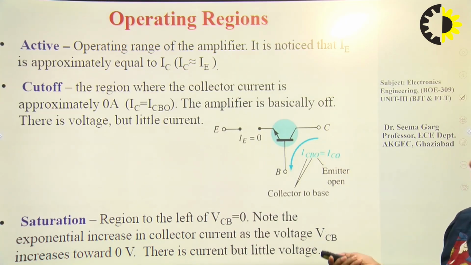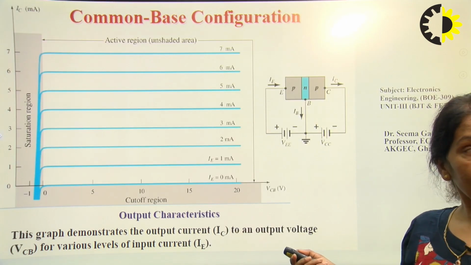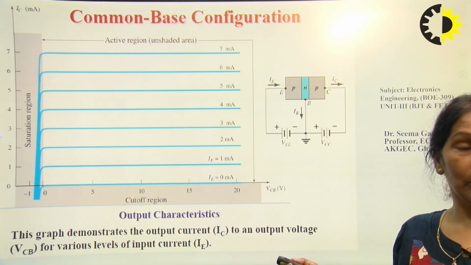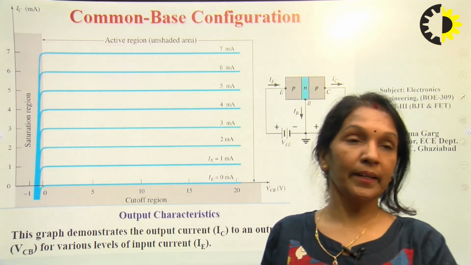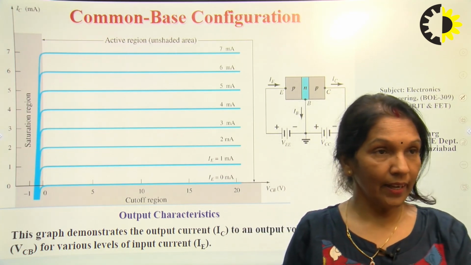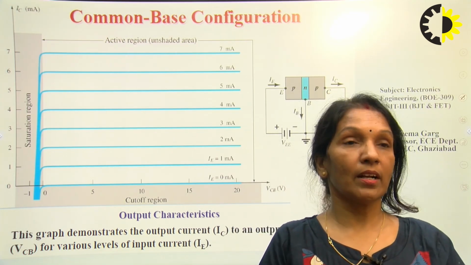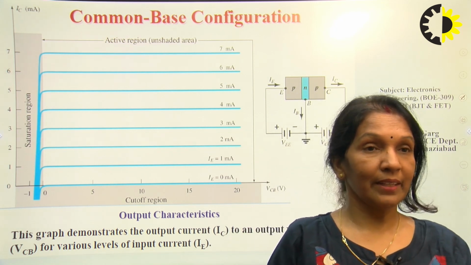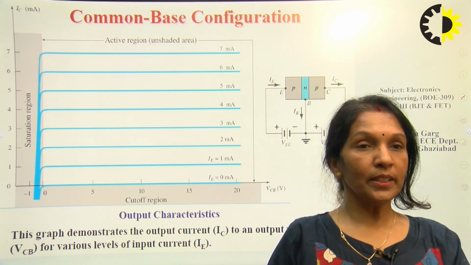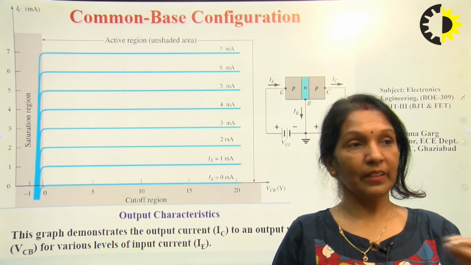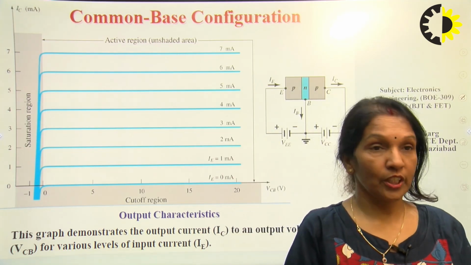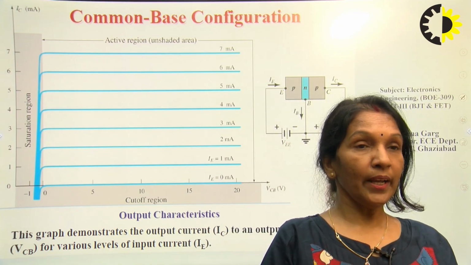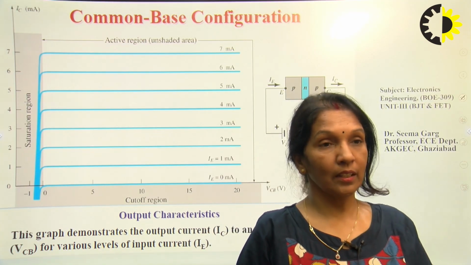These are the three operating regions. Here you can see the saturation region, cutoff region and the active region. Whenever we would like to operate our device as an amplifier, we must operate our transistor in the active region, and if we would like to operate our device as a switch, then it must operate between the cutoff and saturation regions. So with this note, I complete this lecture for today.